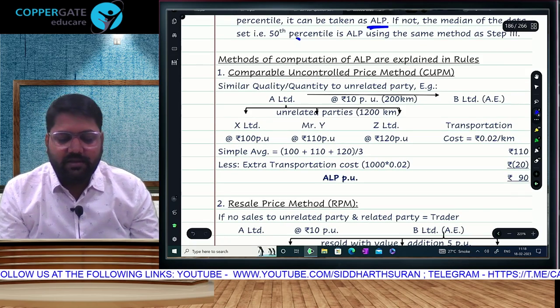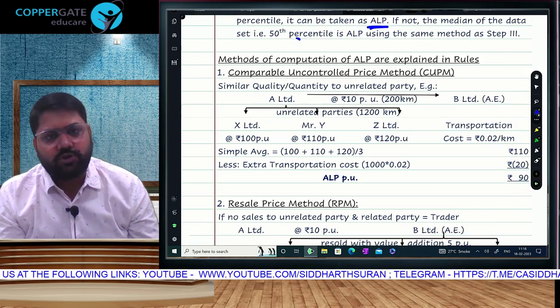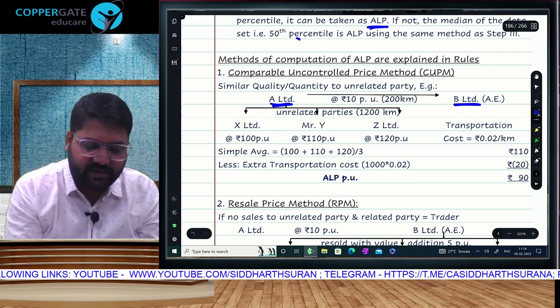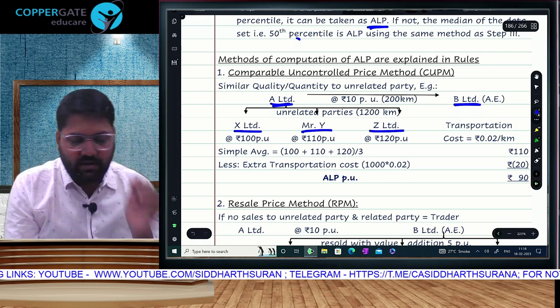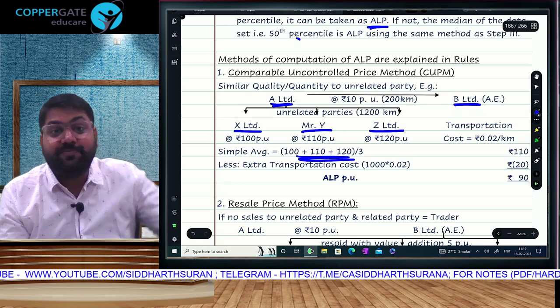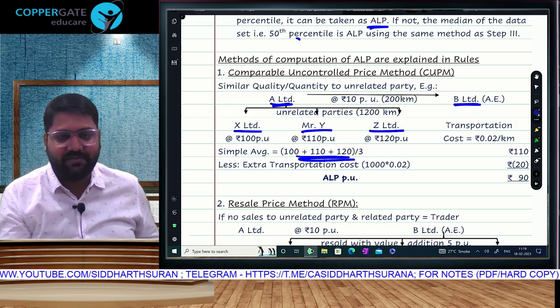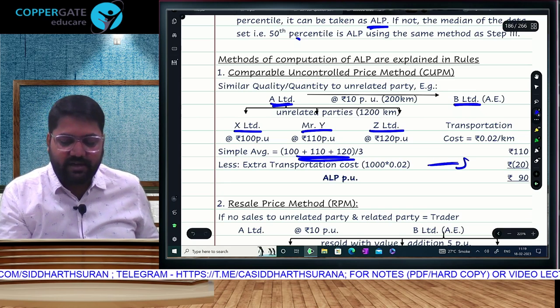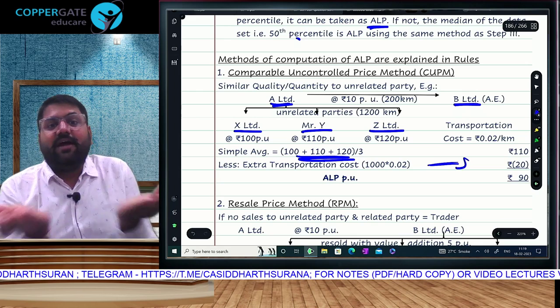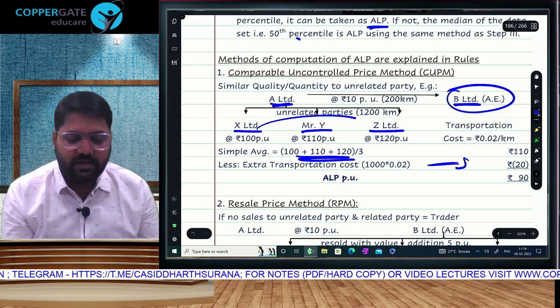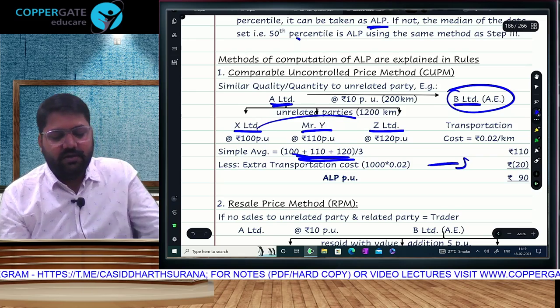And now finally, the methods are explained. Most logical method, comparable uncontrolled price method. When you are selling to a related party at 10 rupees but to unrelated parties at 100, 110 and 120, what we will do is take the simple average, because there are only 3 entries. If it were 6, it would not be a simple average; then we would have taken the range concept. But if there is any additional cost or any difference, we will eliminate that. They have to be comparable. So if there is any difference between this transaction and these transactions, first remove it, and after removing, take the simple average.